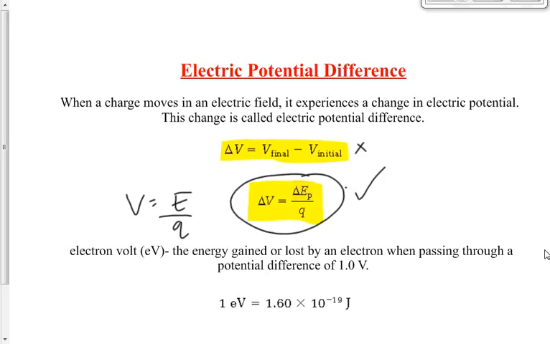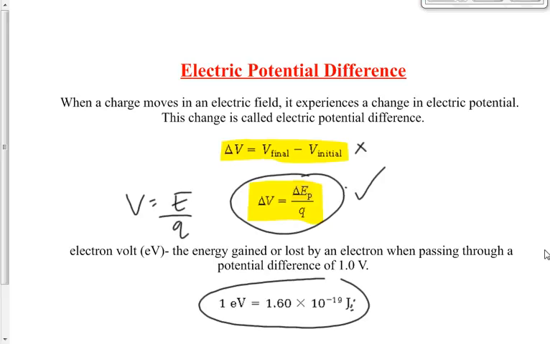It's defined as the amount of energy that's lost or gained, depending on which way the electron is going, whether it's speeding up or slowing down. The amount of energy that's gained or lost by an electron when it passes through a potential difference of 1 volt. The value of an electron volt is 1.6 times 10 to the minus 19 joules. That's the same number as the charge of an electron, and it's not a coincidence.